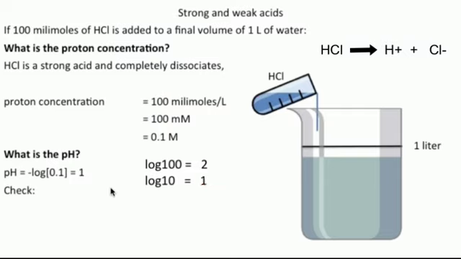Logarithm of 1 is 0, because 10 to the 0 is 1. Anything to the power of 0 is 1. And the logarithm of 0.1, or of 1/10, is -1.